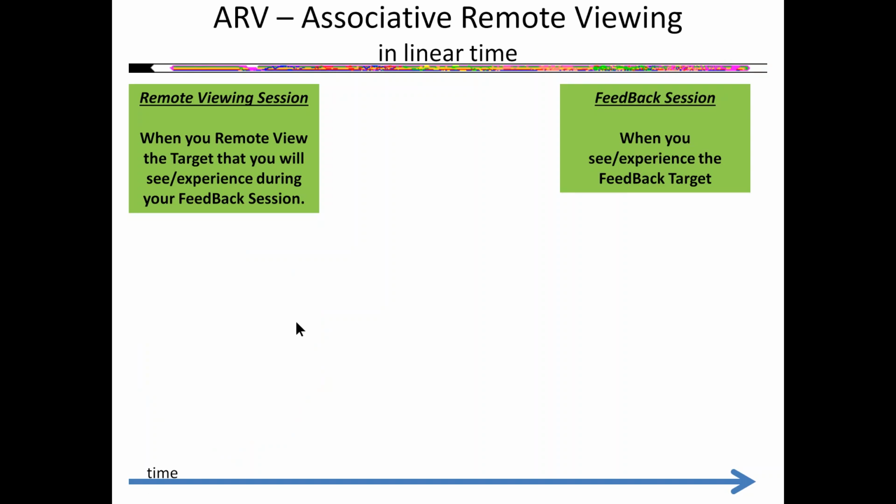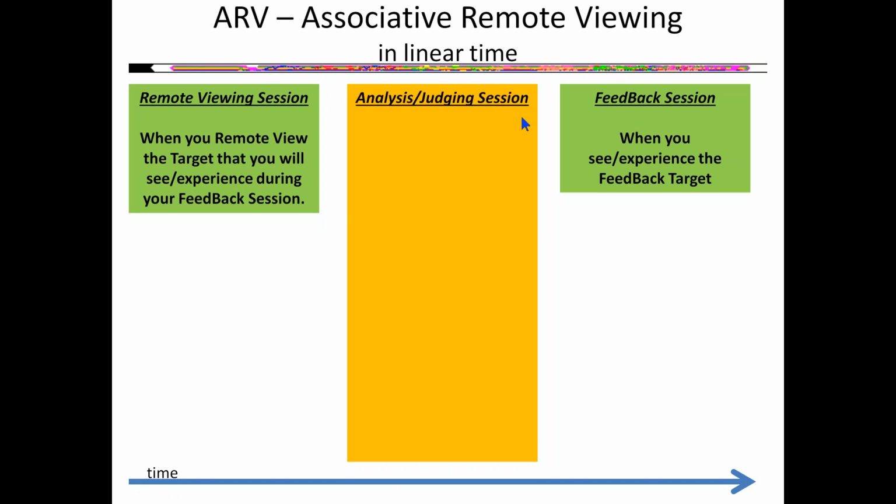Now, your tasking, the remote viewing tasking, is going to be to describe and sketch your feedback target, which will come in the future. And during the feedback session, that's when you see, experience, put a lot of energy into what that target is. And we'll be talking more about photo sites because we have picture targets, but they're much more than pictures.